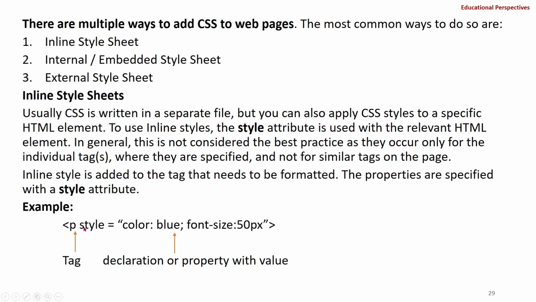So P, then style equals to, then in double inverted commas I have given color, then colon blue. This is the property attribute and this is the value, then separated by semicolon, then font size, colon and 50 pixels. So P is the tag, style equal to is the keyword that is to be used for inline, and these are the declarations. Two declarations are here, property equals to value. So instead of the equal to sign, we will put a colon here, declaration or property with value.